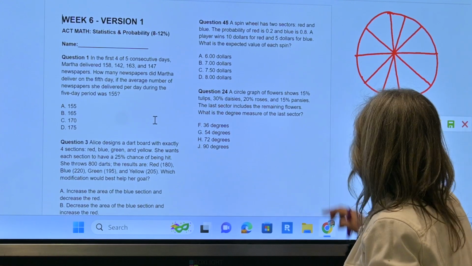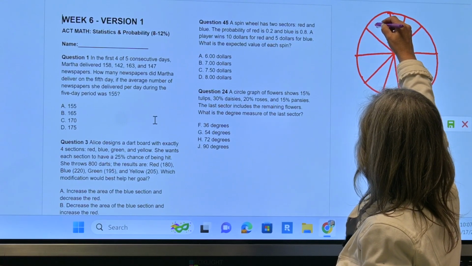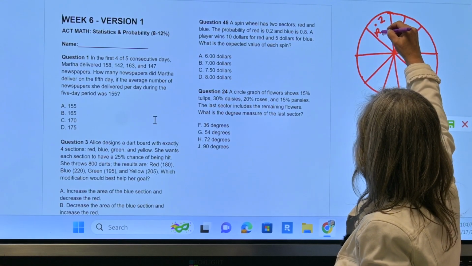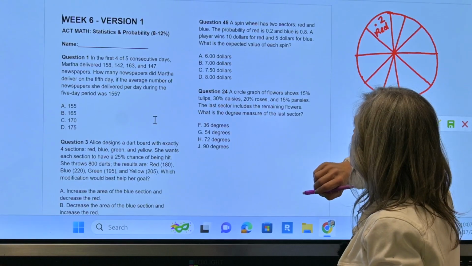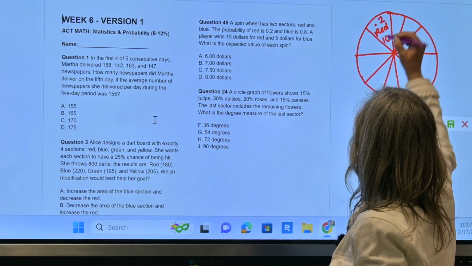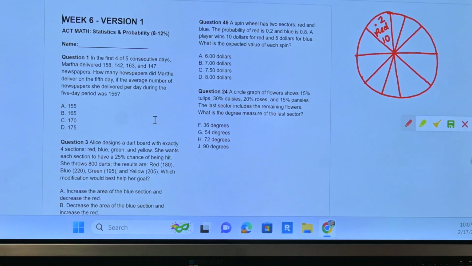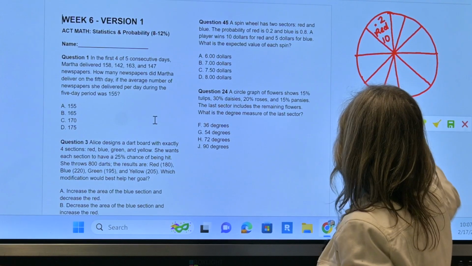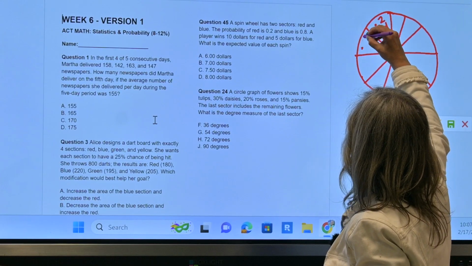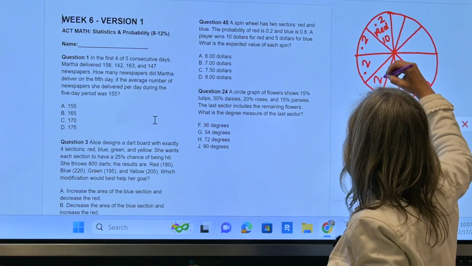So the red is just one of these 0.2s, okay? So this is 0.2, and this is red. And for red, you're gonna get $10, okay? Okay, then for all the others, those are gonna be 0.2 for blue. So, did I do this right? 0.2, 0.2. I don't think I did, y'all.